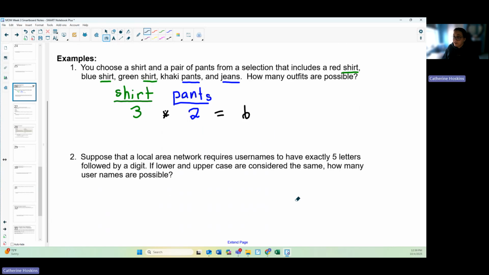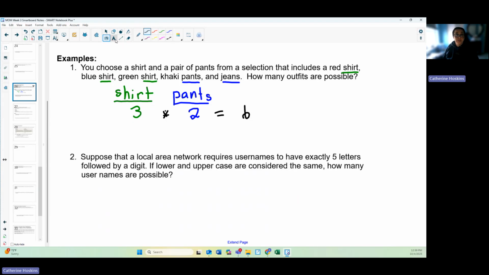So let's look at something that's a little bit more real world to a lot of us. We're going to look at getting a username. We're going to suppose that a local network requires usernames to have exactly 5 letters followed by a digit. And we're going to say that upper and lowercase letters are going to be considered the same. And we want to know how many usernames are possible.